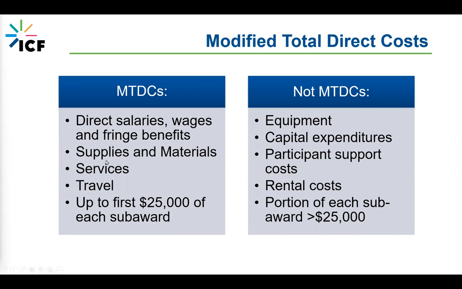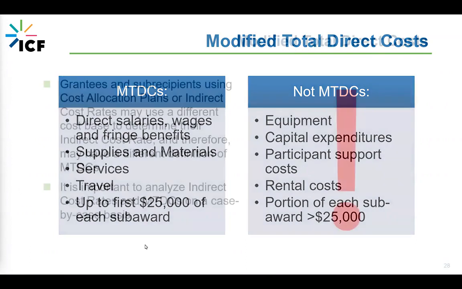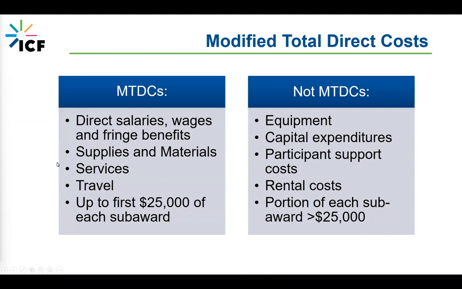On the right, we have what is not an MTDC. So these are examples that you cannot receive indirect costs for, or yeah, you cannot receive that 10% plus up for. These include equipment, capital expenditures, participant support costs, and this is really common in ESG and ESG CV with respect to direct payments for rental assistance or housing vouchers, for example. And then rental costs and the proportion of each subaward greater than $25,000.